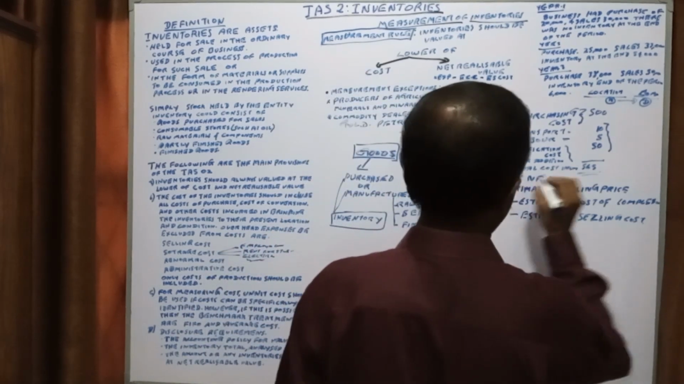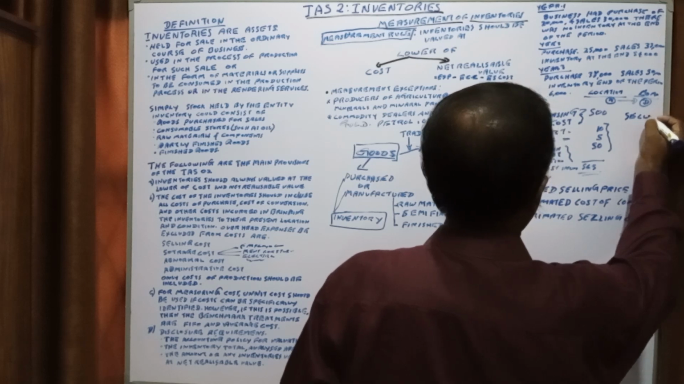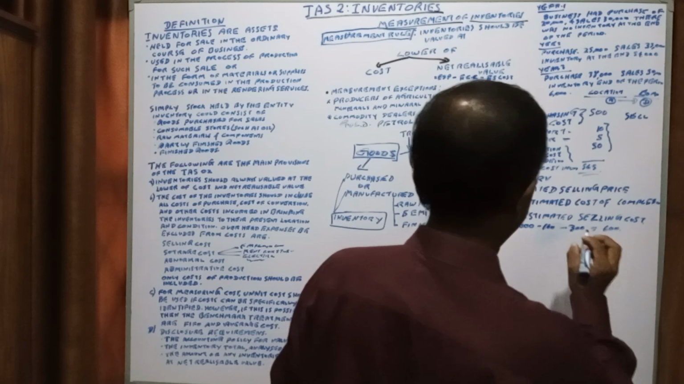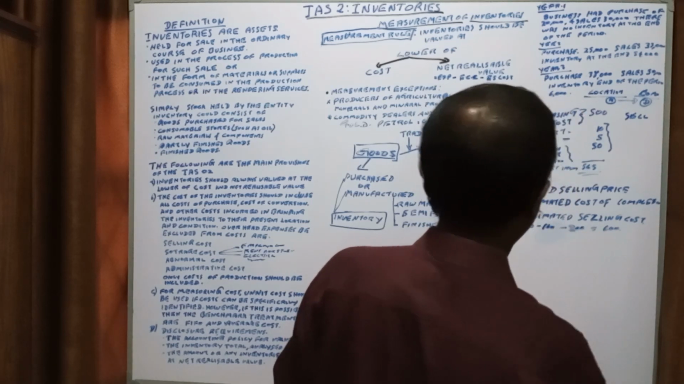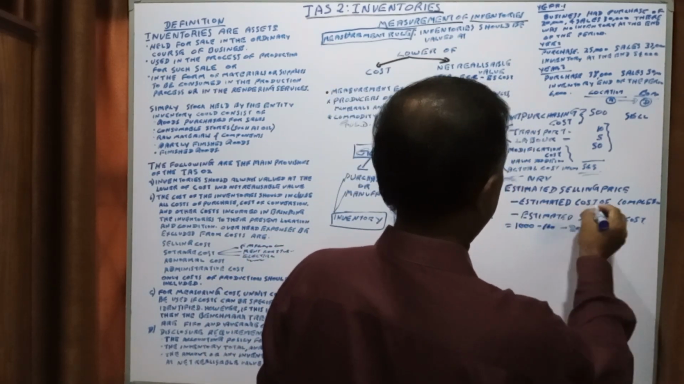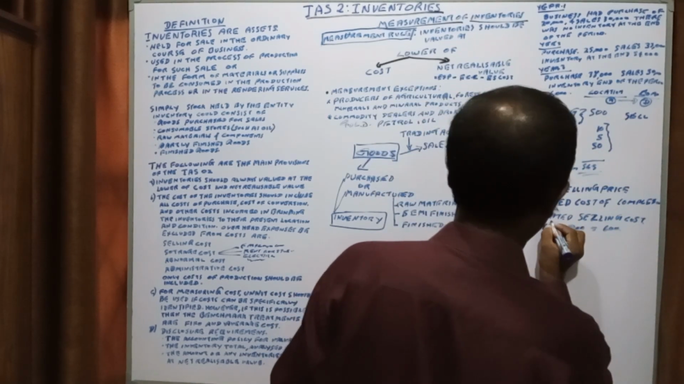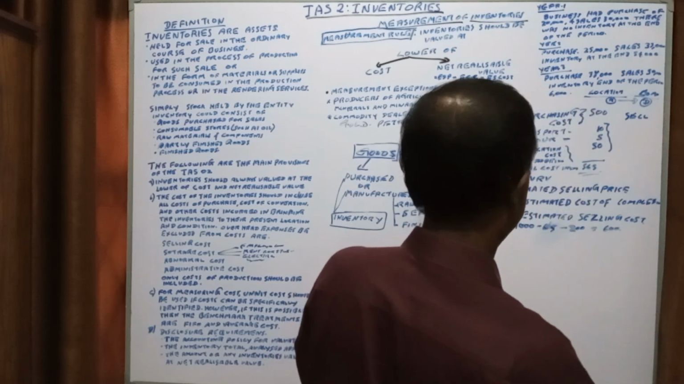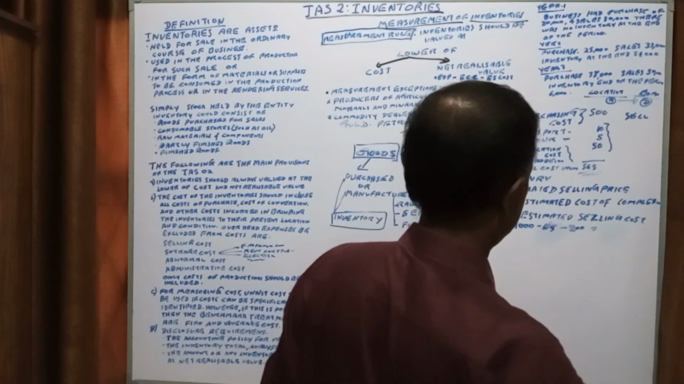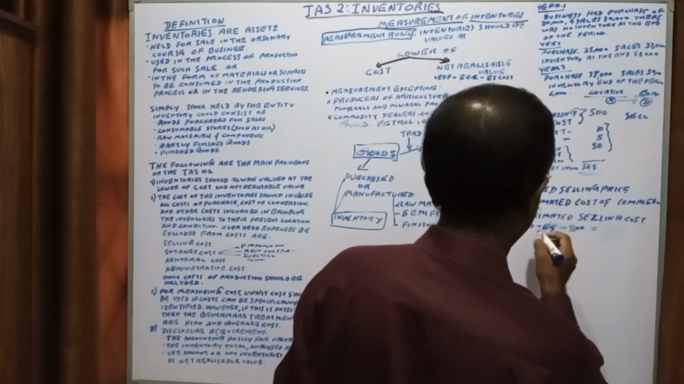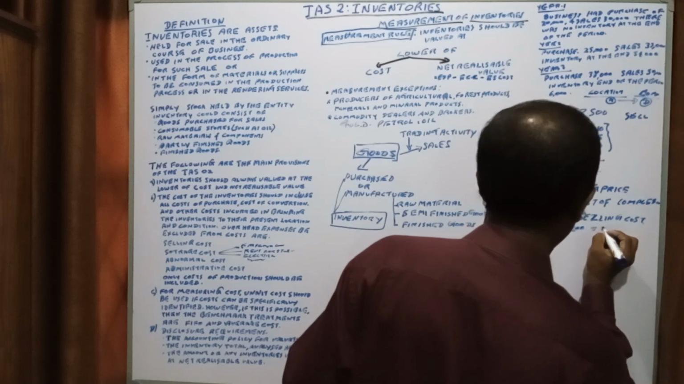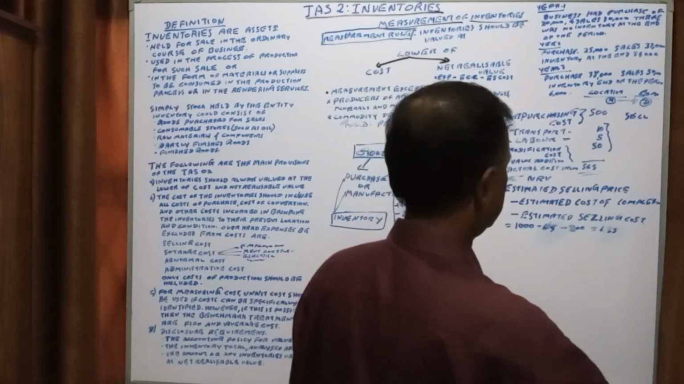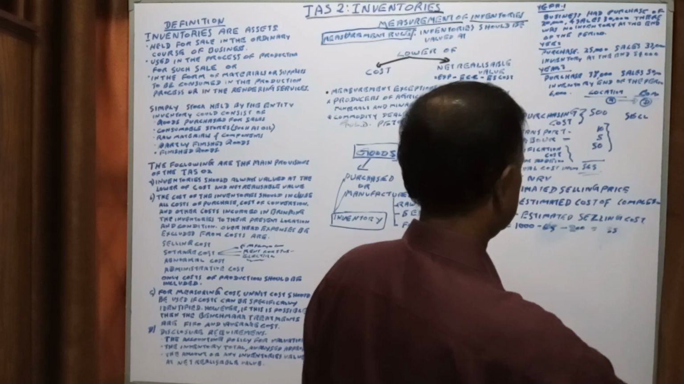Estimated selling price, if we say we are going to sell for 1000, estimated selling cost is 200, and estimated cost of completion we say 65. Then deducting these gives us 735, the net realizable value.